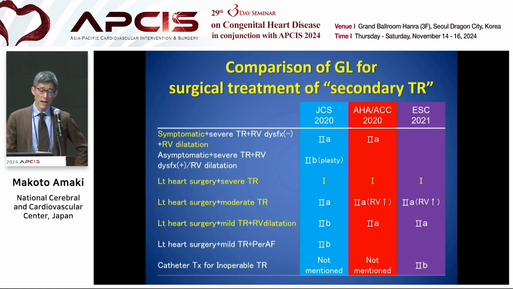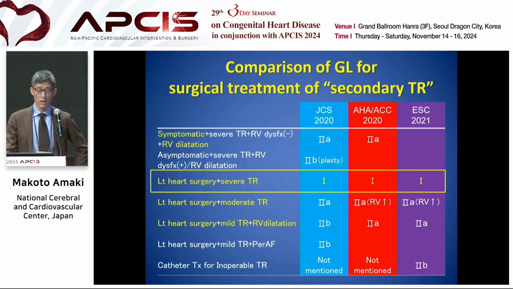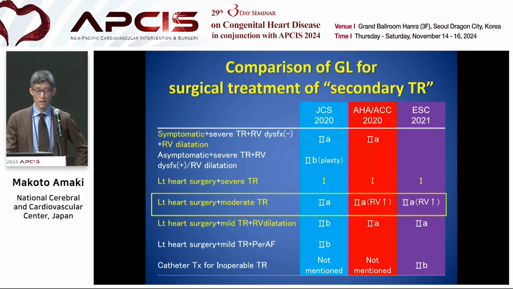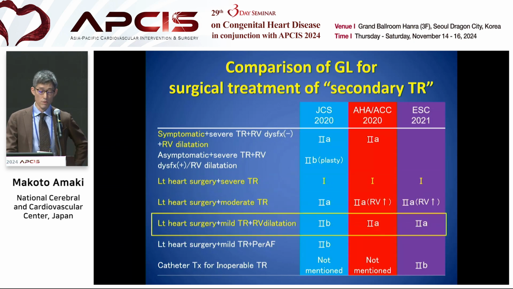But in the guideline, there is a clear classification. If the patient has a severe TR and goes to left heart surgery, it is a class 1 indication. Even moderate TR, it's 2A. And even mild TR with the RV dilatation, it's still 2A to 2B. So for a patient who goes to left heart surgery, we should think about intervening on the TR.